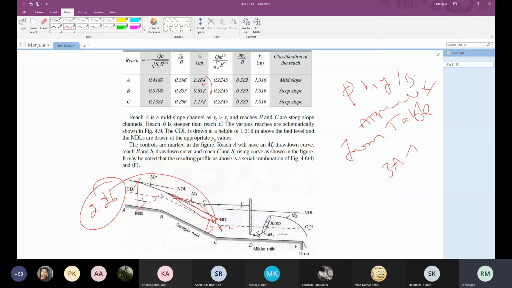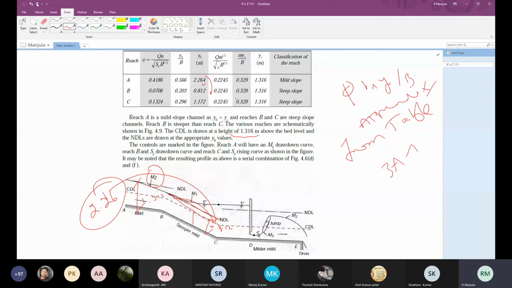Now this is your normal depth line. The critical depth line is 1.316, and here also your critical depth line is 1.316 for the second reach. Now, what happened? You have a slope profile. Initially the water depth is above the normal depth line, an M2 profile, and your change of slope is from M2 to again M1. You can see the critical depth line is drawn at 1.316 meter above the bed level, and you are marking the controls.